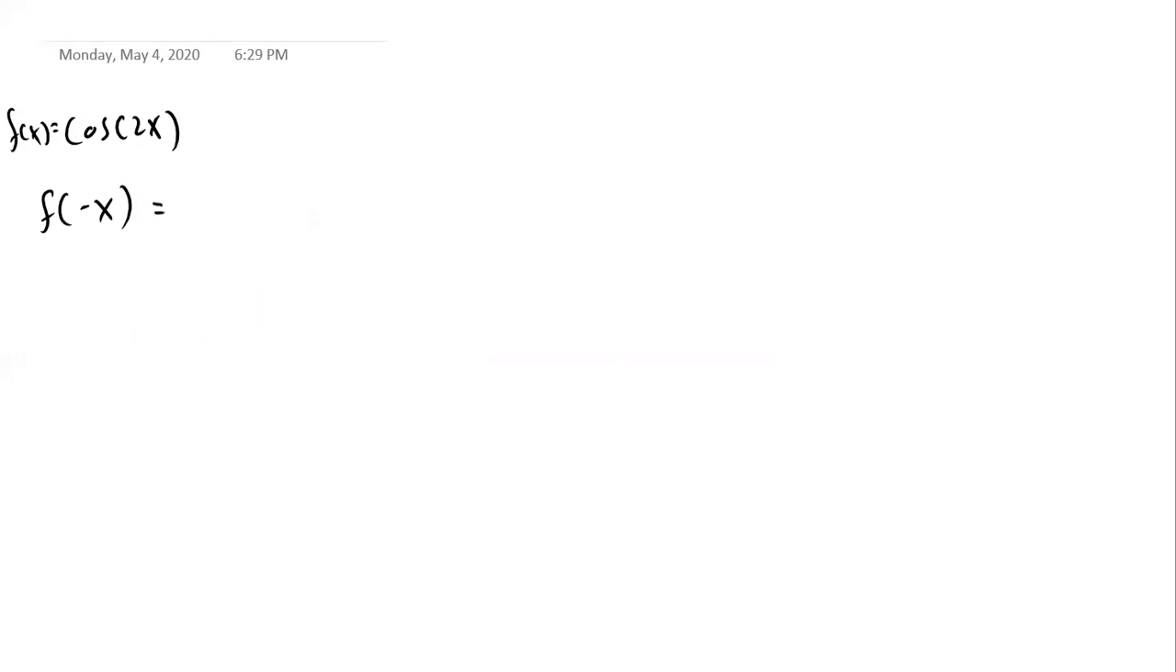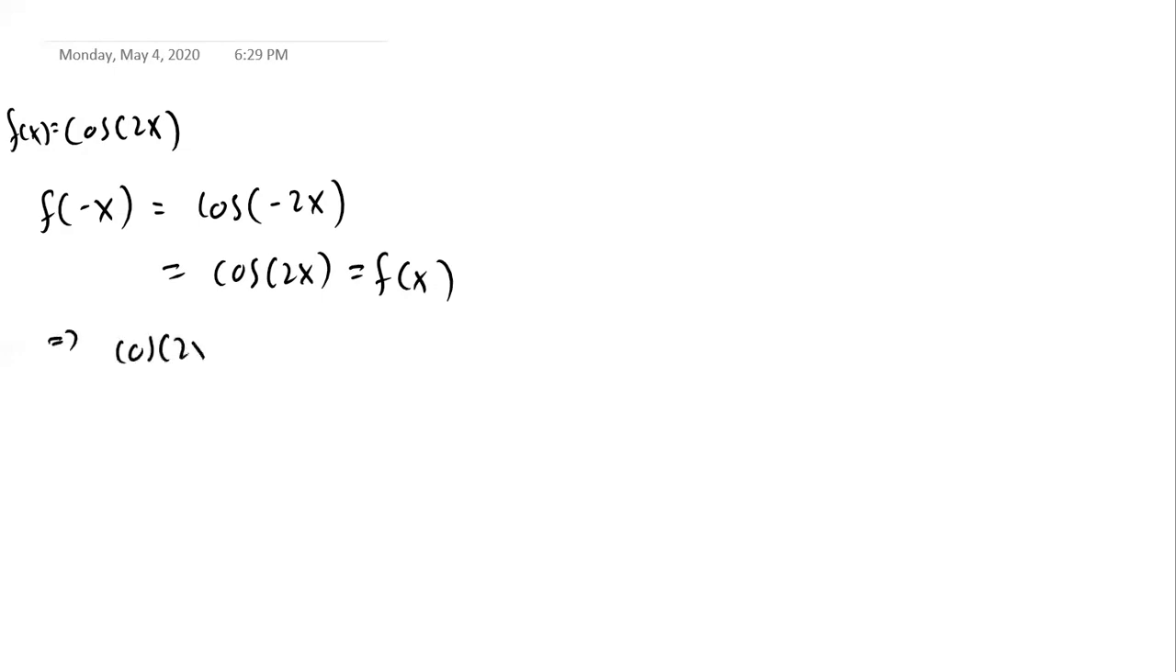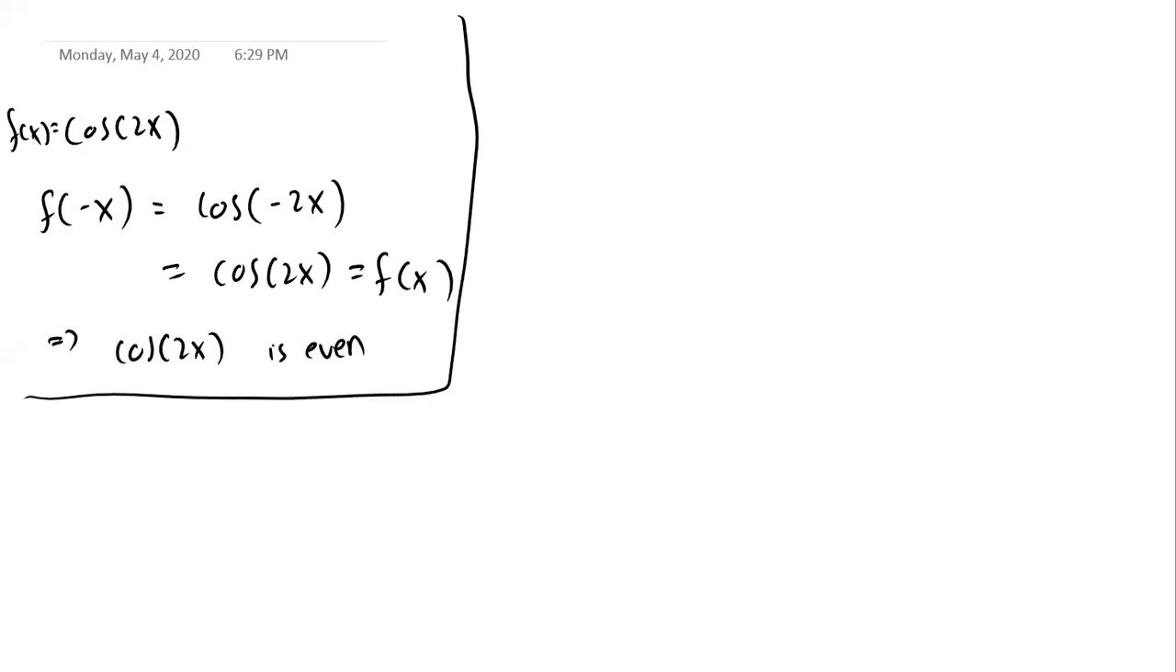So f of negative x is going to be cosine of negative 2x, plugging in a negative for x. And then cosine is even, meaning that whenever you have a negative on the inside, it disappears. So it just becomes cosine of 2x, which is the original function. So we plug in negative x, and we get f of x, the original function. So cosine of 2x is even. That's the first function we had.